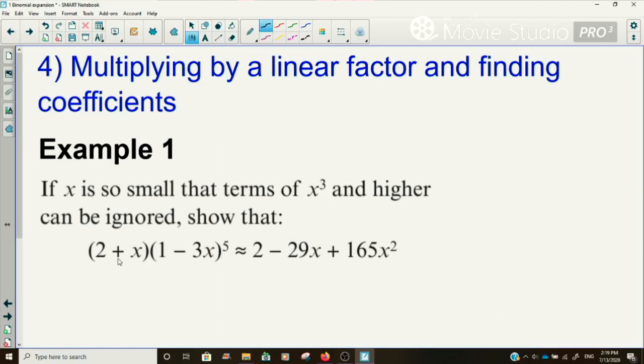Here we're taking a binomial expansion and we're multiplying by a linear expression. So we need to work out the expansion of 1 minus 3x to the power 5, and we're going to multiply all of that by 2 plus x. However, we're only interested in terms up to and including x squared, because we're told in the question that x cubed terms and higher can be ignored. So I'm going to give you a moment, pause the video, work out the expansion of 1 minus 3x to the power 5, but only the first 3 terms, and we'll go through the rest in a moment.